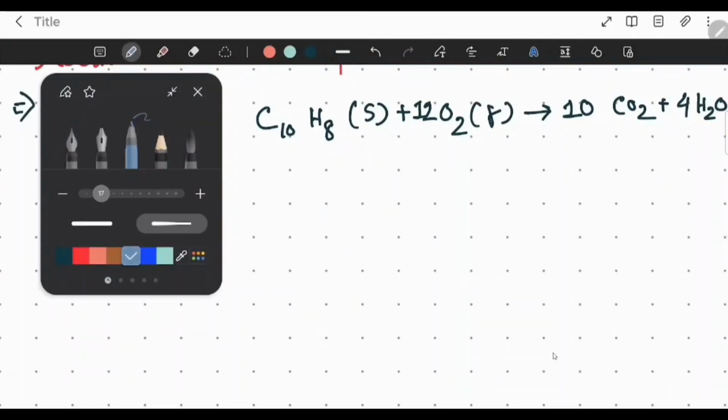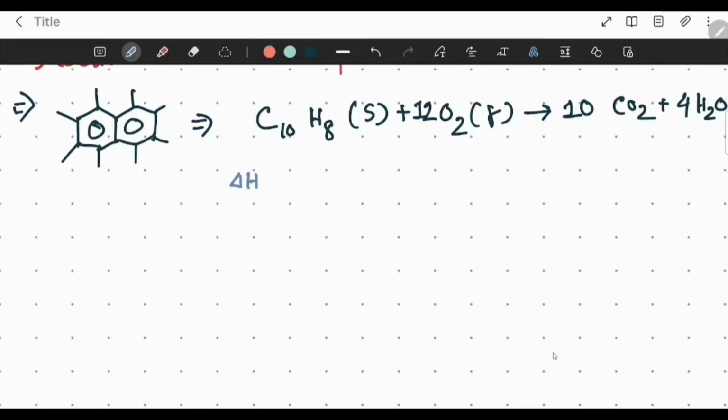How can we approach this? For this reaction, there is some del H, there is some del U, right? And we know del H equals del U plus P del V. This del H is the enthalpy change, and del U is the amount of heat. Because you can think like this.